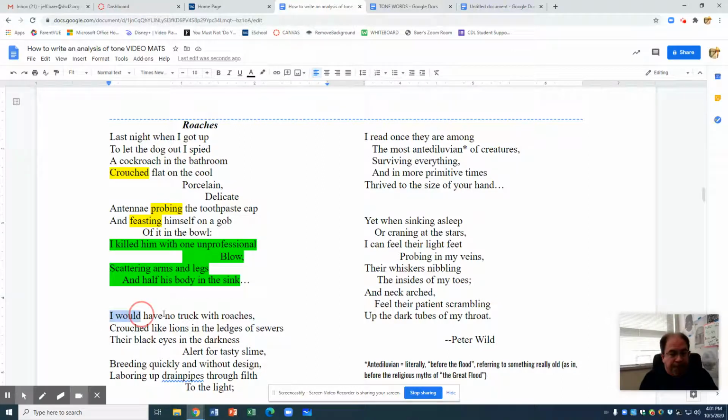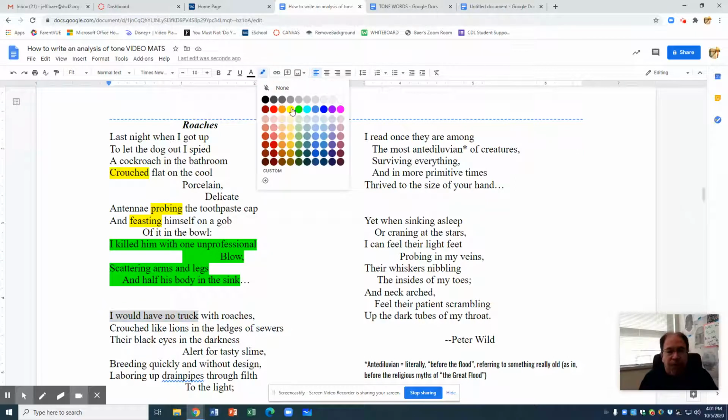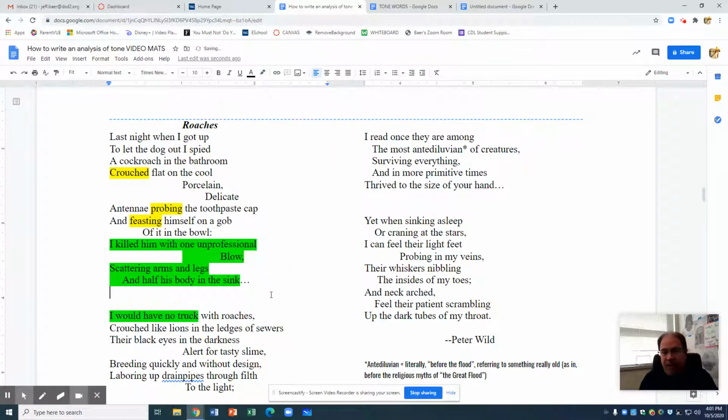Here's another expression. I think I mentioned that earlier too, about having no truck with roaches. That's an expression of hate or dislike, certainly. And so that kind of fits in that category. And take a look at the rest of this stanza. I'm going to pause here and then I'll highlight so you can see another example. We'll just take a second now.